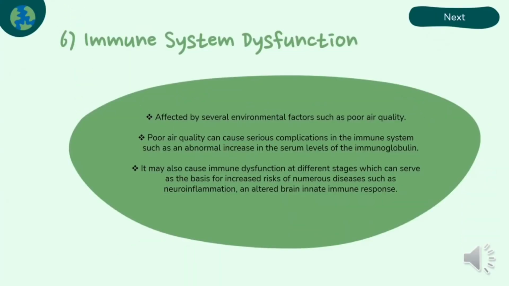Sixth, immune system dysfunction. The immune system is affected by several environmental factors such as poor air quality, which can cause serious complications, such as an abnormal increase in the serum level of immunoglobulin. It may also cause immune dysfunction at different stages, which can serve as the basis of increased risk of numerous diseases such as neuroinflammation and altered brain innate immune response.